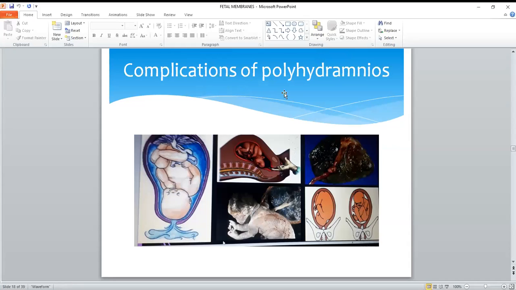So we have the complications of polyhydramnios. When you have polyhydramnios, you have a lot of amniotic fluid, so it can result in premature rupture of membranes. It may be that the amniotic membrane ruptures earlier. So here we have preterm rupture of membranes as a result of polyhydramnios.